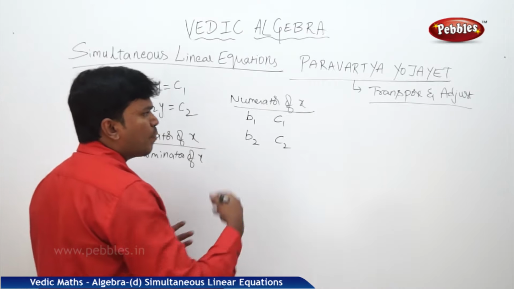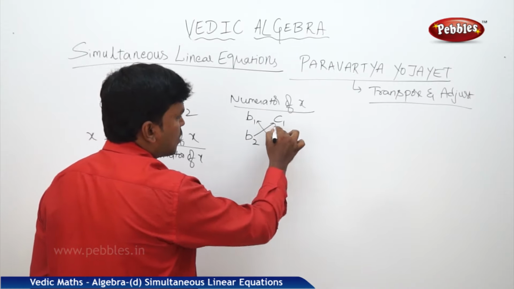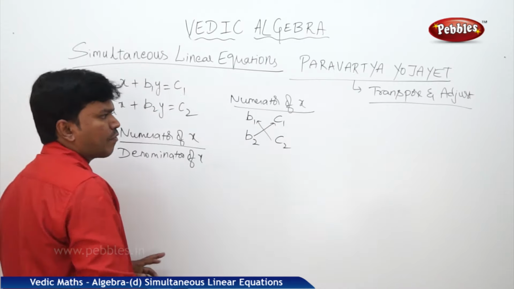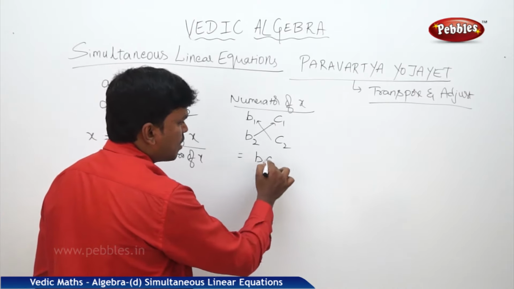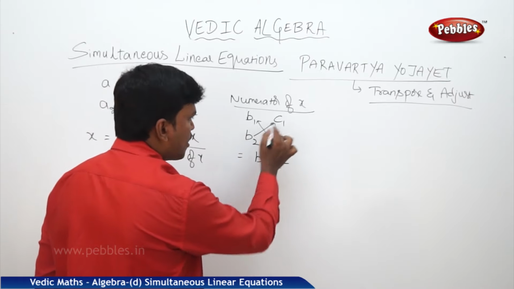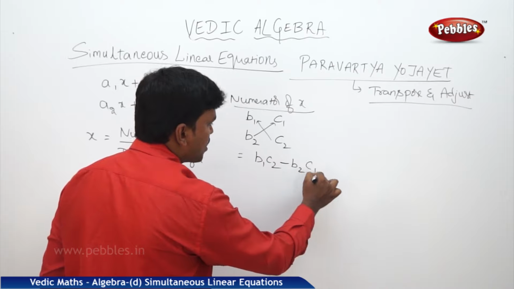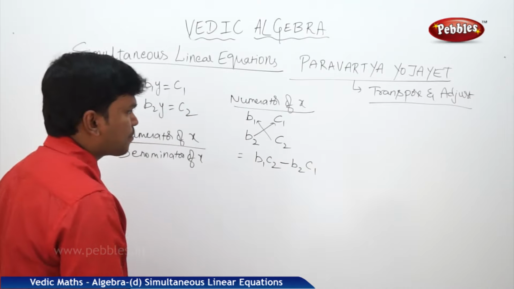Now to get the numerator of x, simply cross multiply and take the difference. First b1 c2, starting on the left, b1 c2 minus b2 c1. This gives the numerator of x.